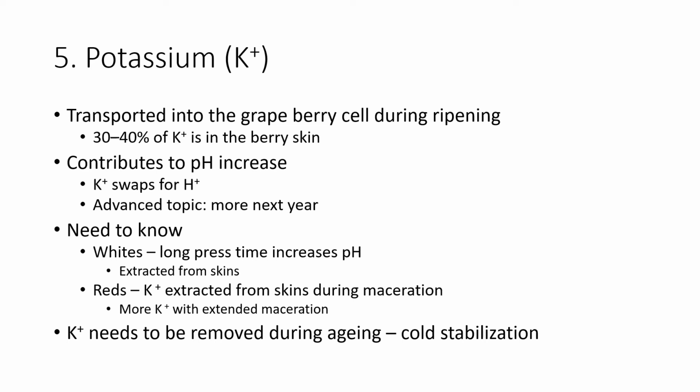And for reds, we're going to get that potassium extraction during the maceration process. So we're going to see more and more potassium extracted with more and more maceration, so extended macerations will have the highest amount. Potassium needs to be removed during aging, and we can do this through the traditional cold stabilization process, which involves binding potassium and tartaric acid to form potassium bitartrate, so that this doesn't happen in bottle when the product is on the shelves.